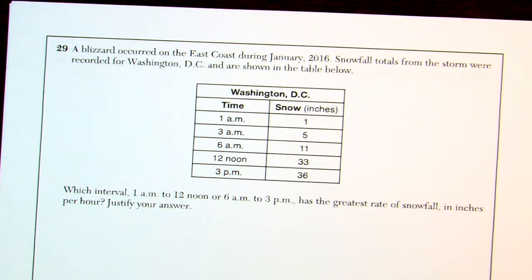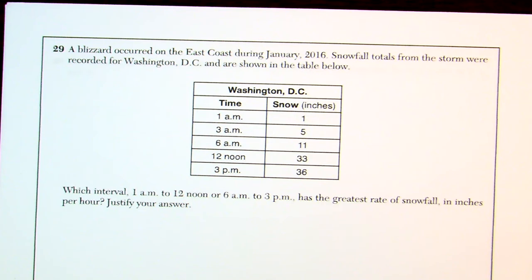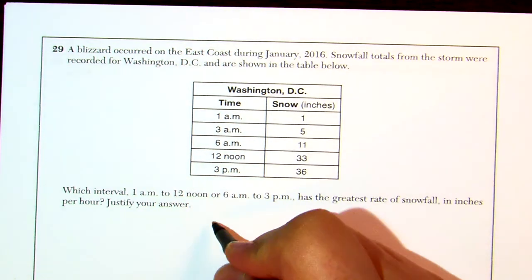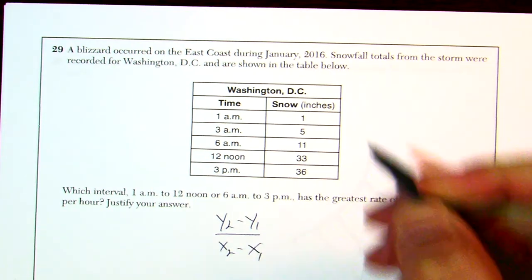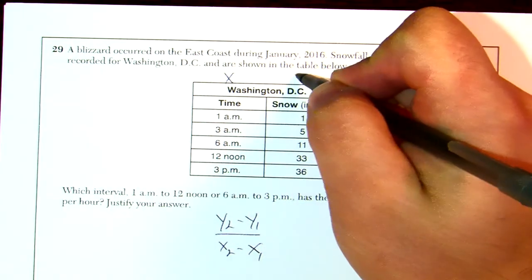All right, 39. A blizzard occurred on the East Coast during January 2016. Snowfall totals from the storm were recorded for Washington, D.C. and are shown in the table below. Which interval, 1 a.m. to noon, or 6 a.m. to 3 p.m., has the greatest rate of snowfall in inches per hour? Justify your answer. All right, so greatest rate of change is the slope, y2 minus y1 over x2 minus x1. Time is your x. Snow in inches are your y's.